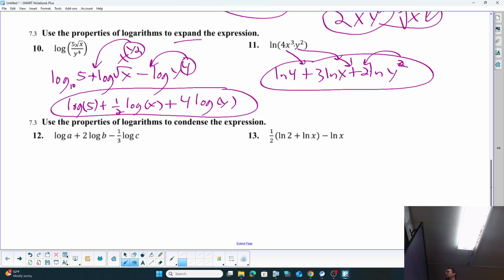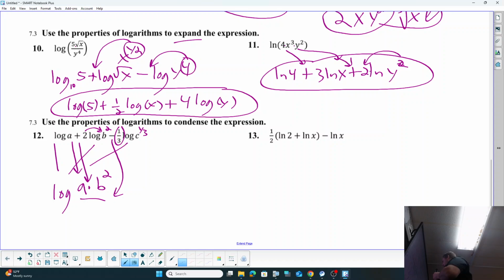Do you know how to condense logarithms? Remember how to condense logs? Power goes in front, and we condense them all to one log. So we have log A times, because addition becomes multiplication, b squared. Subtraction becomes division, divided by c to the 3rd power, which is the same as the 3rd root of c. Either way, we'll win there. Okay, beautiful.